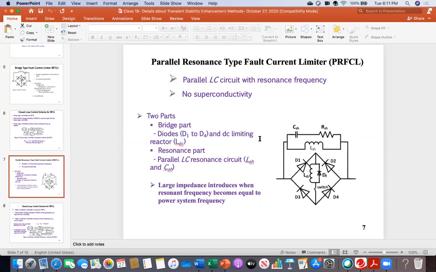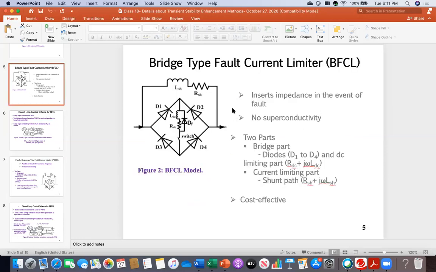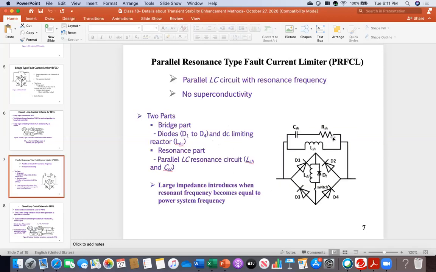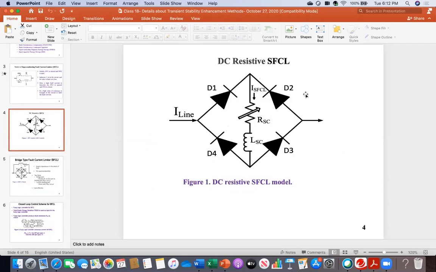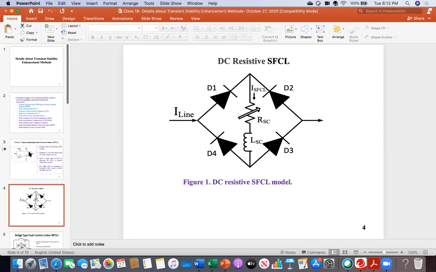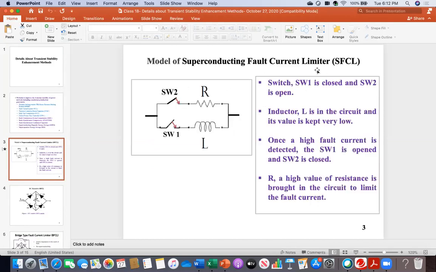So therefore, the difference between PRFCL and BFCL is that in some cases it has been found that this structure works better than that one. I mean, not always, in some cases. There are some reports available, especially in case of wind generator systems, that this system provides better performance or better response as compared to BFCL, or even as compared to DC resistive FCL, and of course as compared to the conventional SFCL.